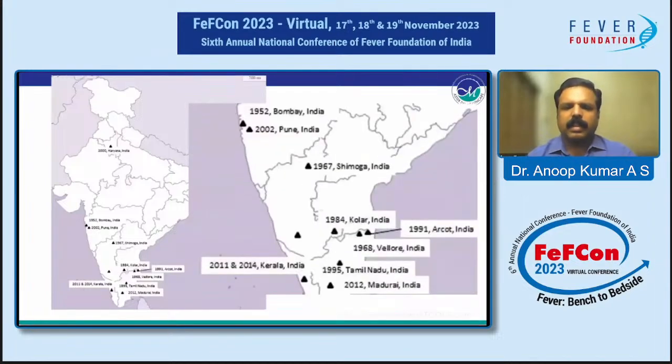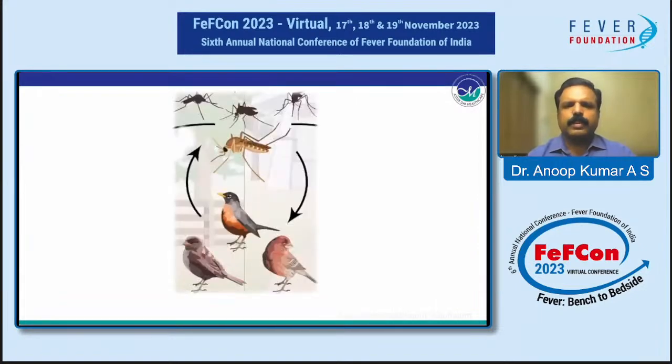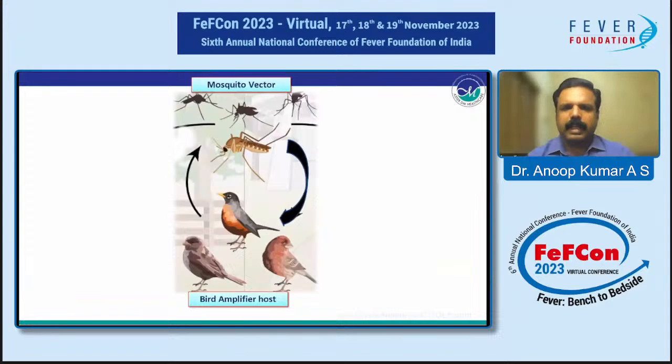So this is another disease called West Nile fever. Again, this was also reported from many states in India. Different flavivirus encephalitis like JE, West Nile, St. Louis encephalitis, and Murray Valley encephalitis can happen. These have many similar clinical features. In India, we usually diagnose JE and West Nile virus. So this usually has a mosquito to bird amplifier cycle.